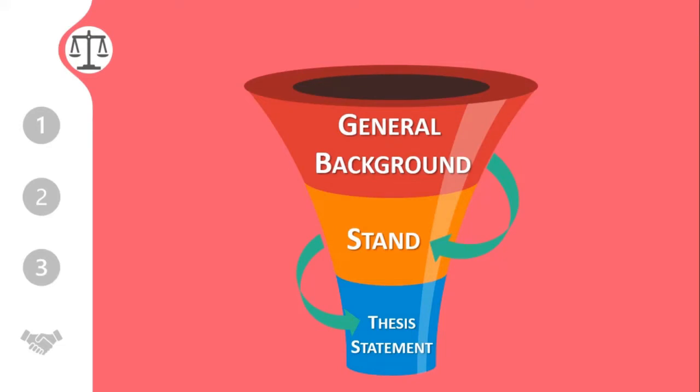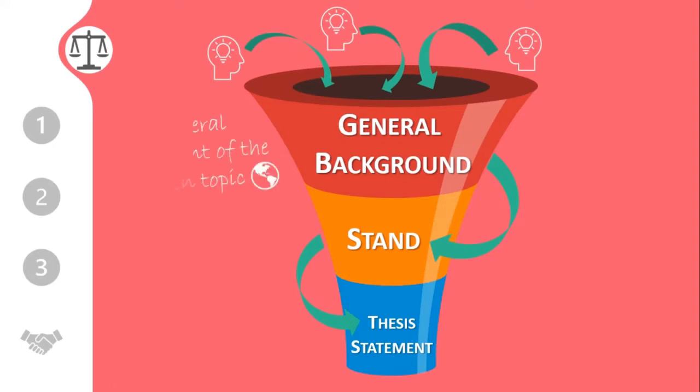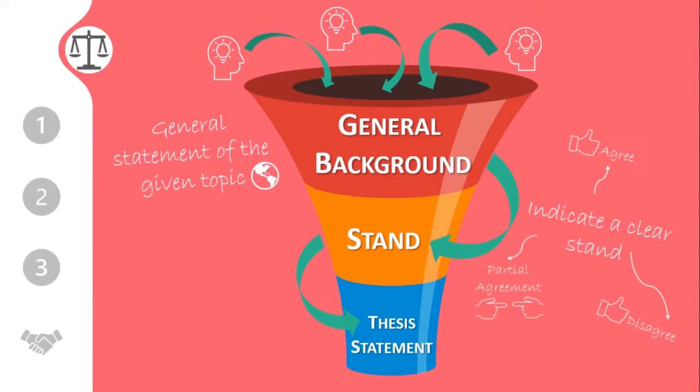Basically, a good introductory paragraph consists of 3 parts: the general background, the stand, and a concise thesis statement. To begin with, for general background, you need to have some knowledge on the given topic where you are able to give a general statement regarding it. Next, you need to indicate a clear stand to the given topic, whether you agree, disagree, or have partial agreement. If you have partial agreement, you are encouraged to give a combination of points and ideas from both for and against.